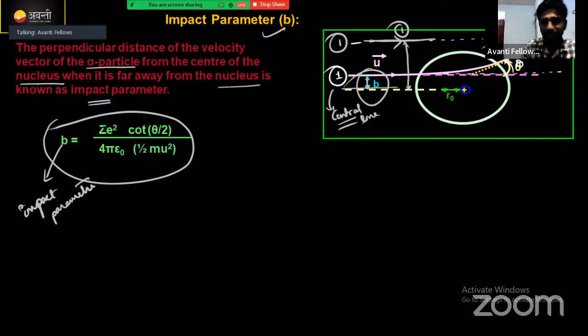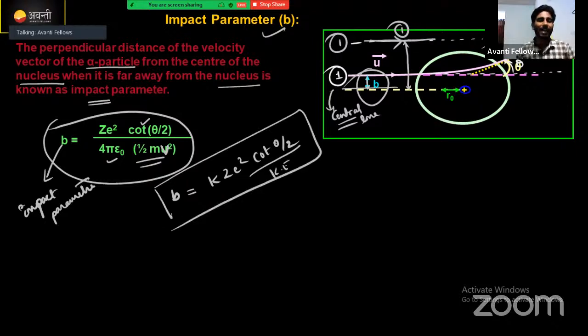Okay, and Z represents the atomic number. e is nothing but the charge of an electron, and also of an alpha particle, both are the same. Then cot theta by 2 divided by 4 pi epsilon naught into half m v square, or u square. It's nothing but kinetic energy. You can write it like this also: b is equal to k Z e square, where k is nothing but 1 by 4 pi epsilon, into cot theta by 2 divided by kinetic energy. This is also a formula for the impact parameter.